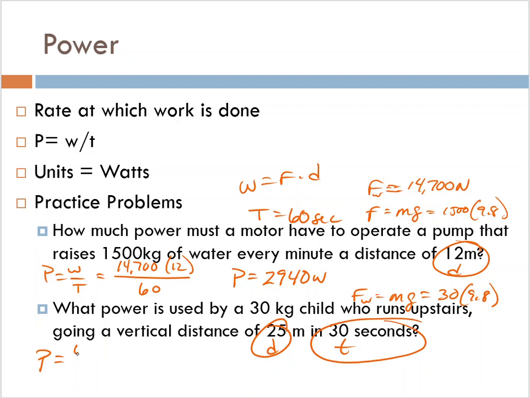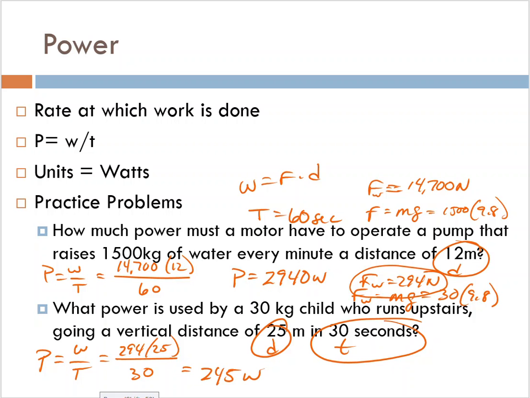So the power equals work over time, which is going to be, I haven't calculated anything out yet. I advise you guys to pause it. So we find the force by taking 30 times 9.8, which turns out to be 294 newtons. So that's my force, 294 times the distance of 25, all over time of 30 seconds. I'm pausing here again to give you guys a chance to work this out, and you should get an answer of a power that's equal to 245 watts.